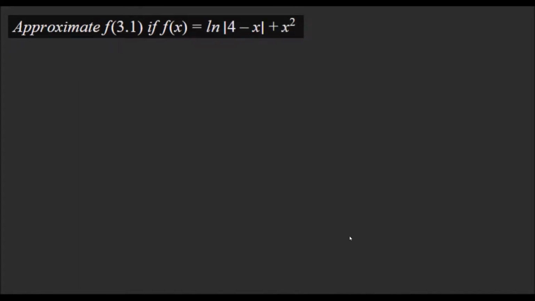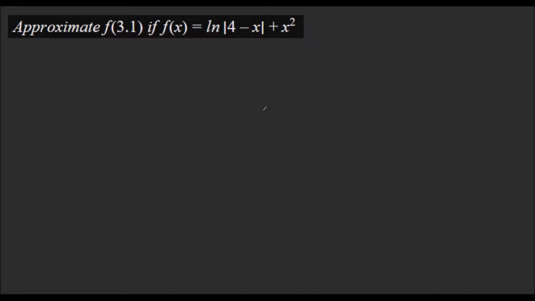Okay, this is practice problem 2. We're told to approximate the value of f(3.1) if f(x) is equal to natural log (4 minus x) plus x squared. Now, usually or always, AP exams will tell you the method by which you should approximate a function. In this case, we're going to use tangent lines.